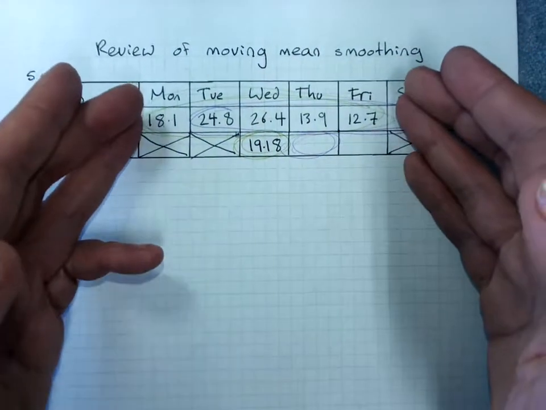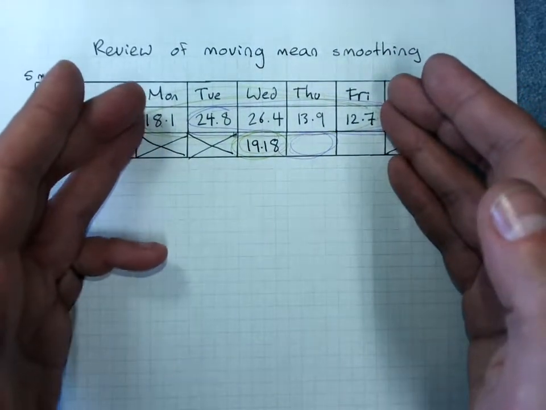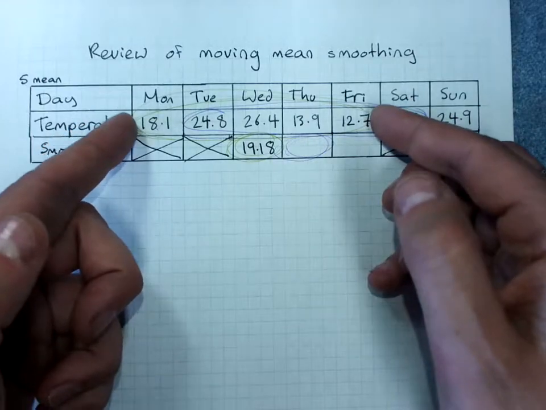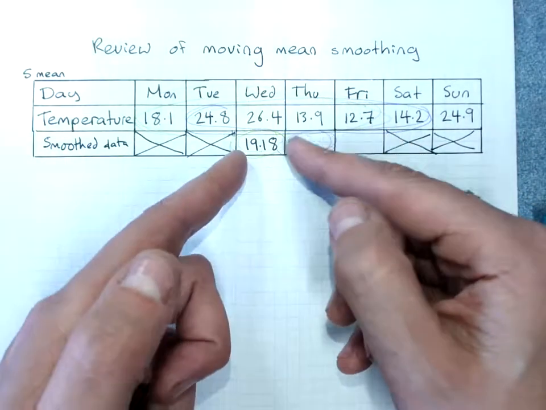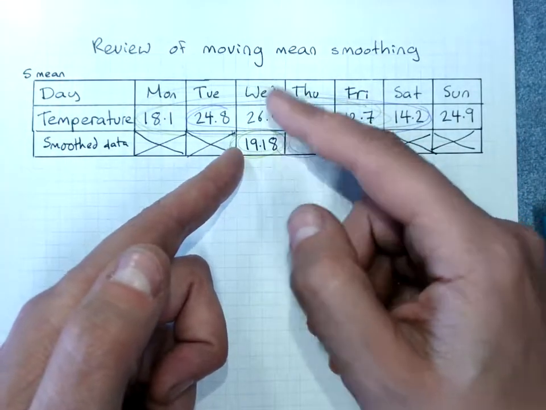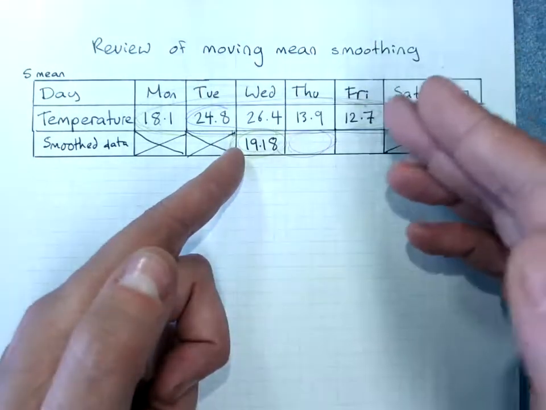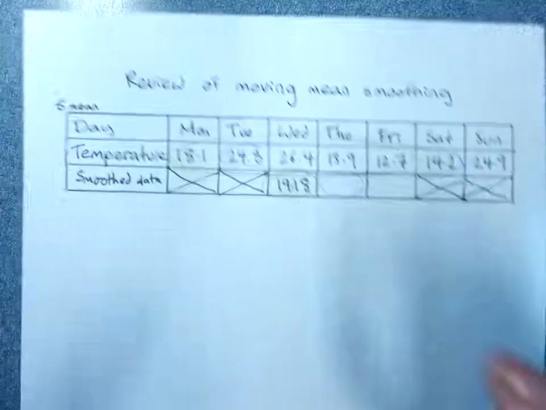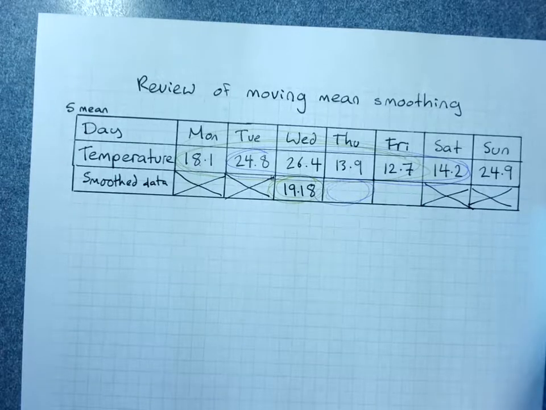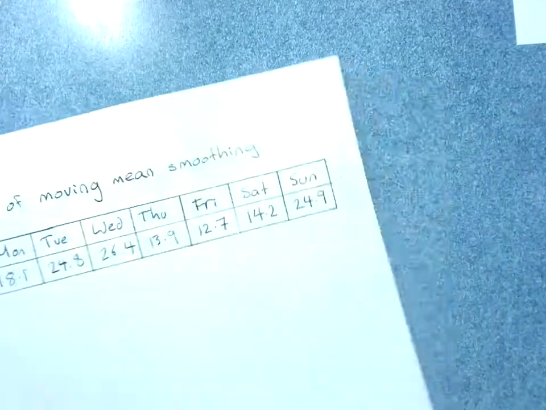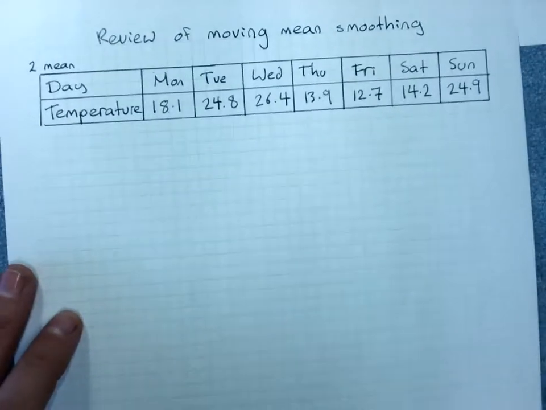Now these are easy because an odd number, 3 or 5, centers obviously on one particular day, or whatever the time period happened to be. If we're asked to do 2 mean smoothing, we have to center our data as well.